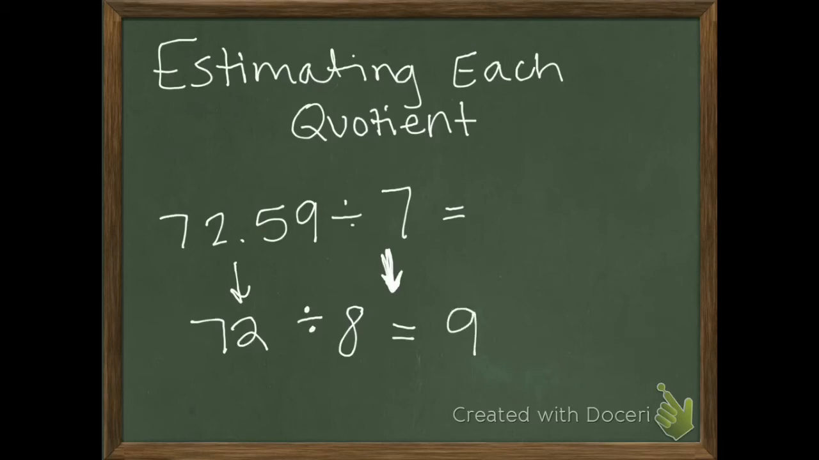Another way that you could do this is say 72.59. So another way you can do it is by rounding this up to 73, but then you get stuck in a problem and you have nothing that goes evenly into 73 that's close to 7. So that's when you know you should just make it a 72. So I want you to try one on your own. This one will be on your own.